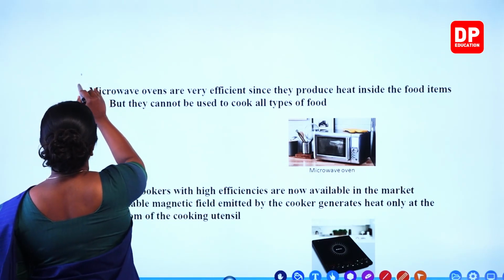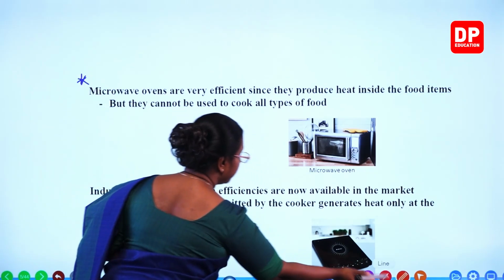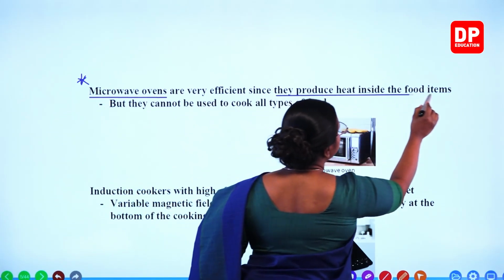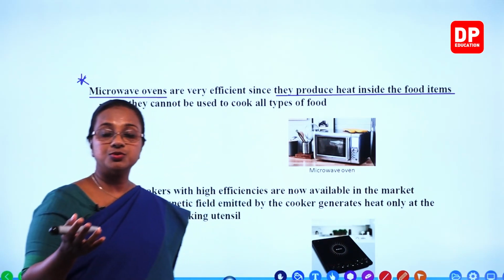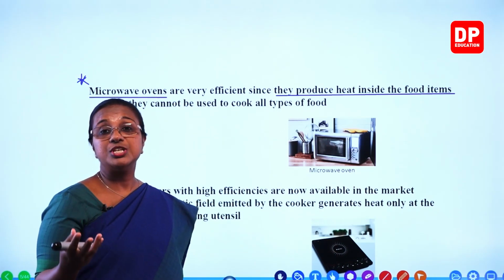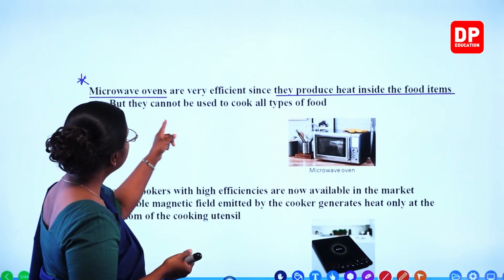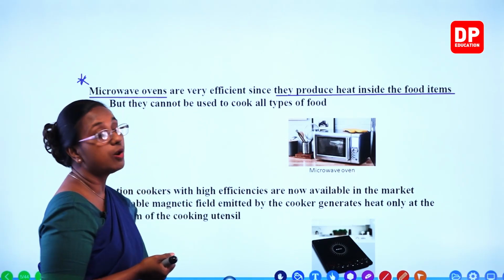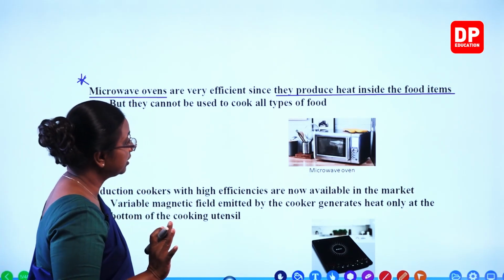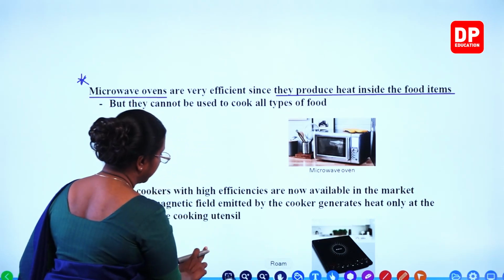That's very important. Microwave ovens produce heat inside the food items. Like I told you all, they use up the fats, water content, all those to generate heat. But they cannot be used to cook all types of food. So that is something you need to consider. Microwave oven.